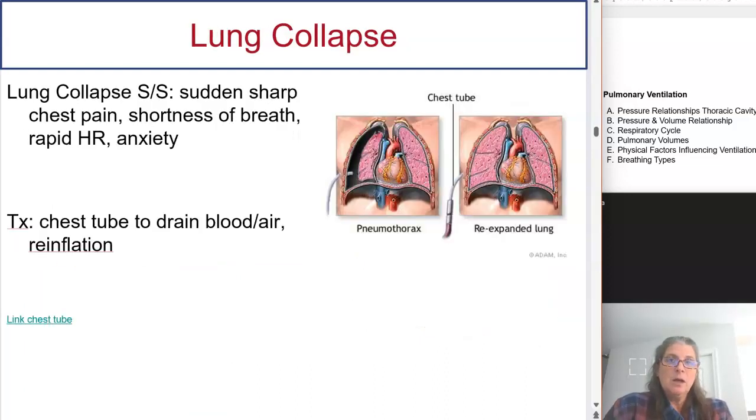So if your lung collapses, you're going to have very severe signs and symptoms. It'll hurt really bad. You'll have shortness of breath. It's not going to be that type of situation where you wonder if your lung just collapsed. You will know. So what do you have to do?